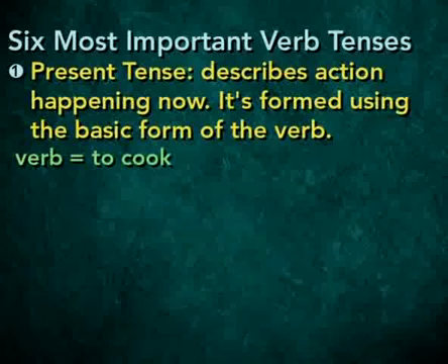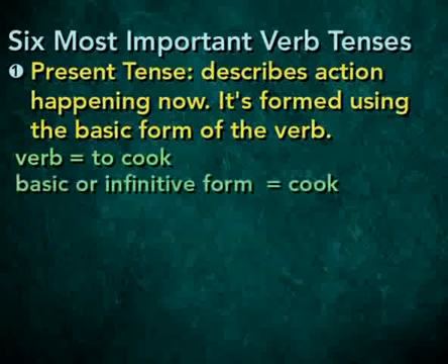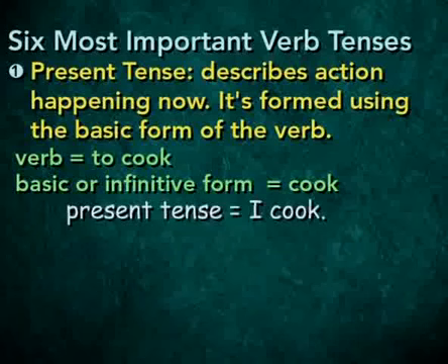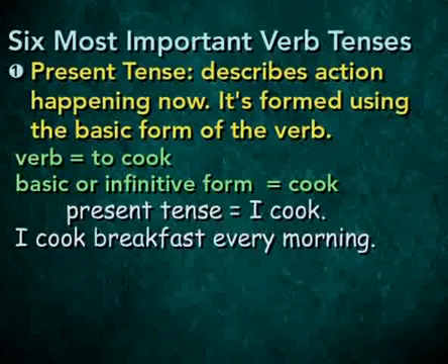Now, take the verb to cook. Remember, we saw that the basic or infinitive form of the verb is cook. You would use this in creating the present tense of the verb. For example, I cook. I cook breakfast every morning. Describes something that's happening now. Notice that with certain subjects, you add an S to the end of the basic form.